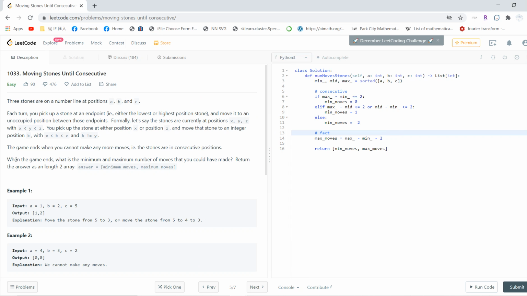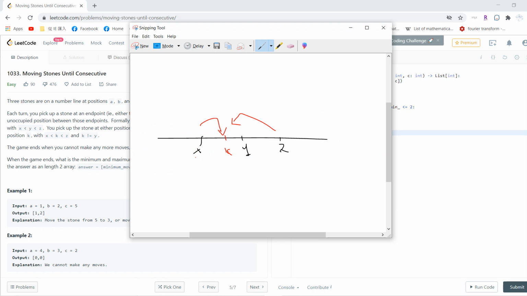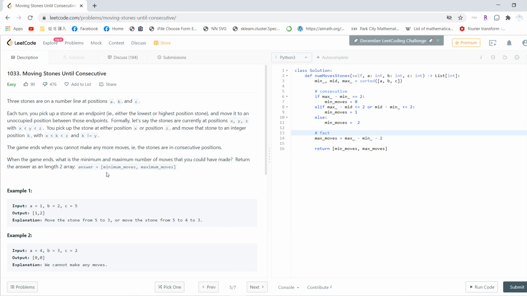Okay, and the game ends when you cannot make any more moves, that is, when the stones are in consecutive positions. So if the stone x moves to y minus 1, and the stone z moves to y plus 1, then the game is over. You cannot move any further. And then you need to return the minimum moves and the maximum moves.